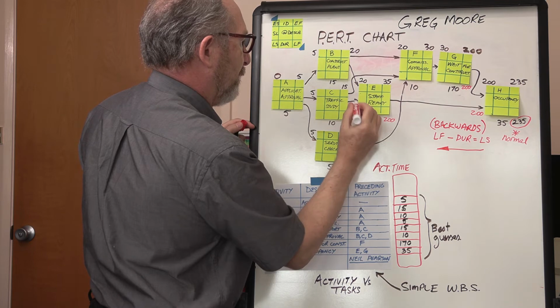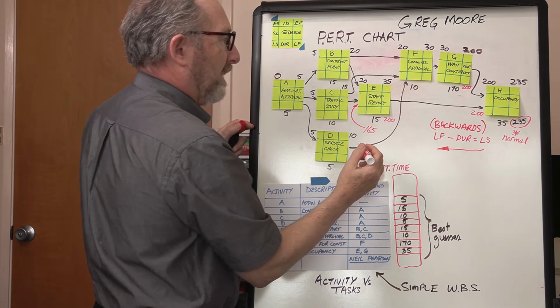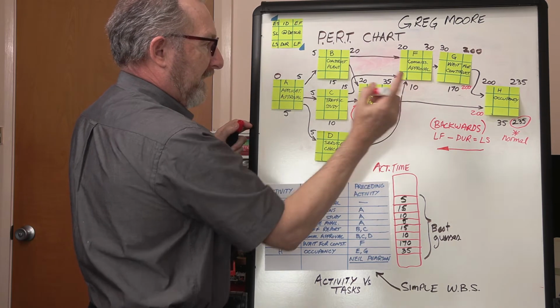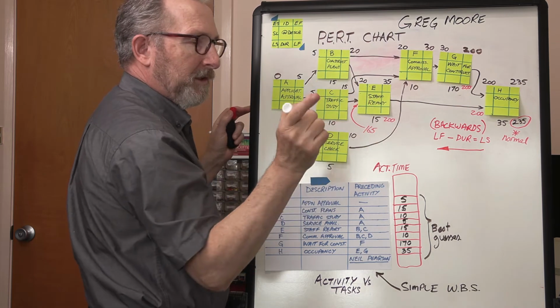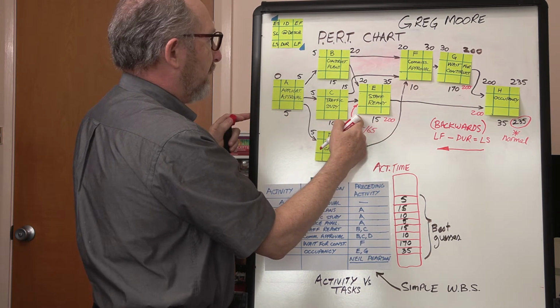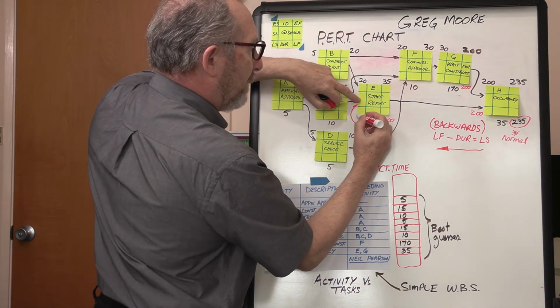I put an arrow to it. 165. That was, of course, LF minus EF. However, we can do it another way. The 200 minus the duration gives me the late start. So the late start is 185.